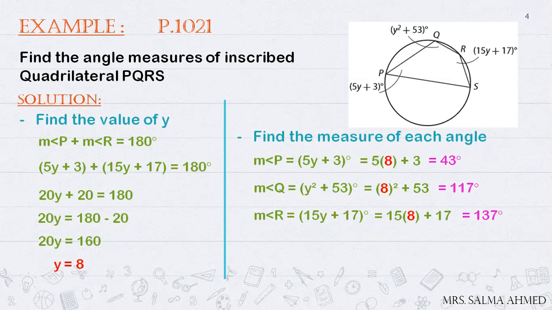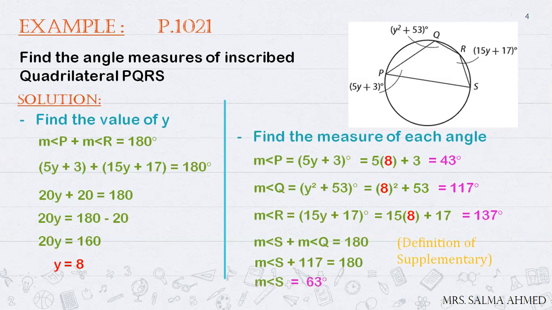Now I need to find the measure of angle S. If I use the same definition of supplementary, the measure of angle Q plus the measure of angle S equals 180. So the measure of angle S is equal to 180 minus the measure of angle Q, which is 117. I move it to the other side beside 180 with the opposite sign. So the measure of angle S is equal to 63 degrees.